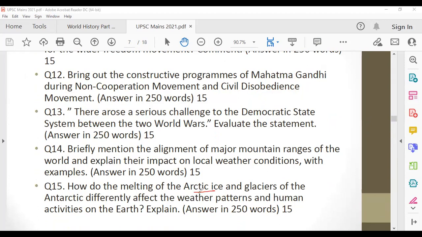Some are similar things, like there will be a rise in sea level, there will be submergence of islands, but the impact of Antarctic melting of glaciers is somewhat lesser. Human, like anthropogenic impact we are talking about, somewhat lesser means we are impacted to a lesser extent by the melting of glaciers of Antarctic than by the melting of the glaciers of Arctic. So what is happening here?